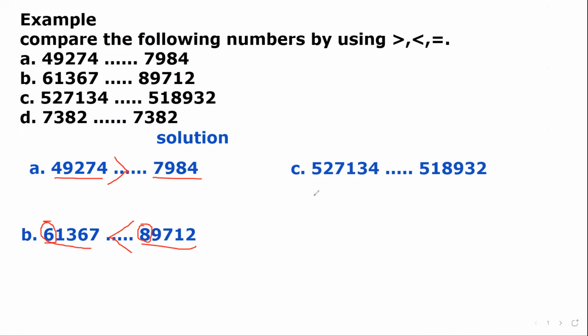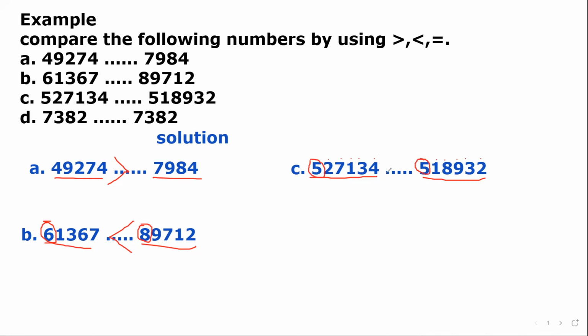Let's compare the C. The first thing you have to do when you are comparing numbers is count the number of digits, and then you count the number of digits from this side too. So let's count. We have 1, 2, 3, 4, 5, 6. And when you count this side, 1, 2, 3, 4, 5, 6. They are all having the same number of digits. Then you compare the first digit from both sides. Now, this side here, we have the 5, and this side too, we have the 5.